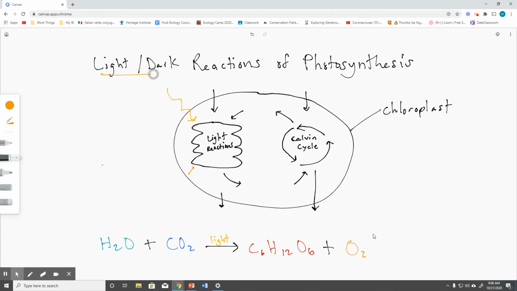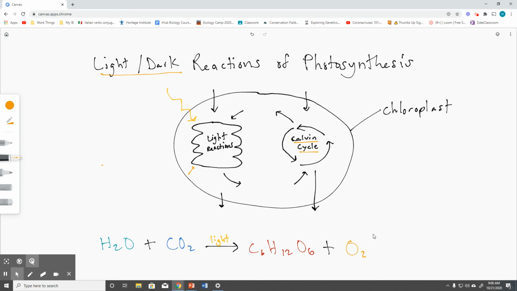So light and dark reactions. Photosynthesis is kind of split up into two different parts, light and dark reactions. So the light reactions happen in the stack of pancakes, and then the dark reactions happen in the space outside of it. And we can also call it the Calvin cycle because somebody named Calvin invented it. So the Calvin cycle is also the dark reactions.